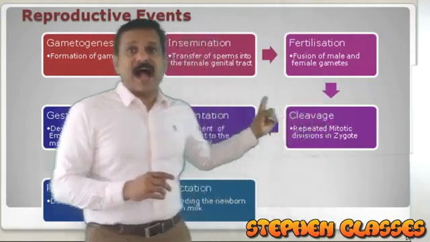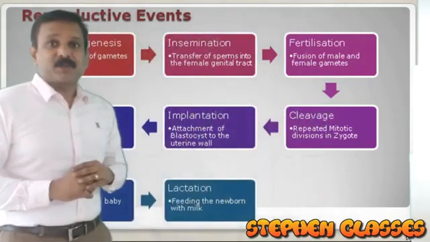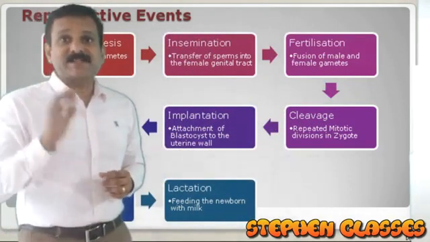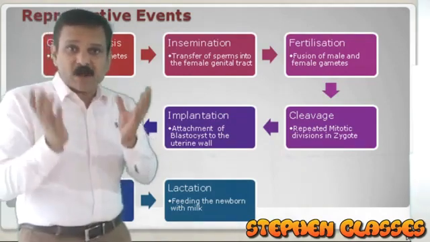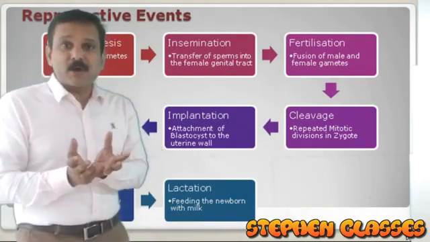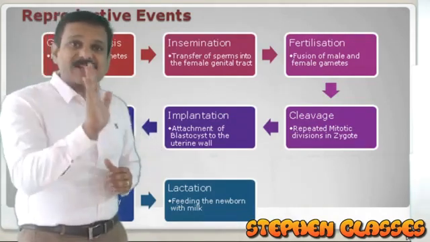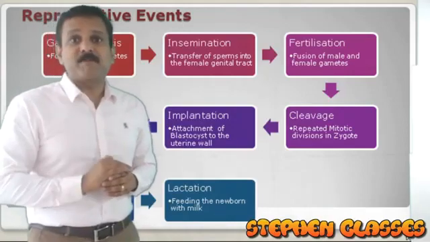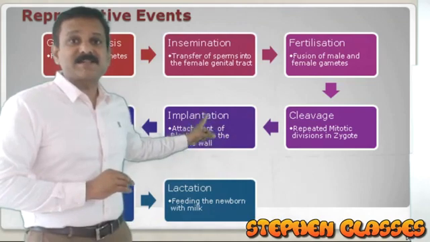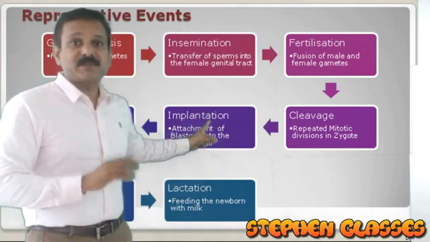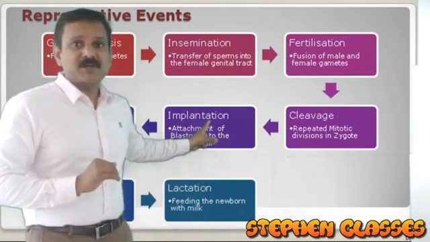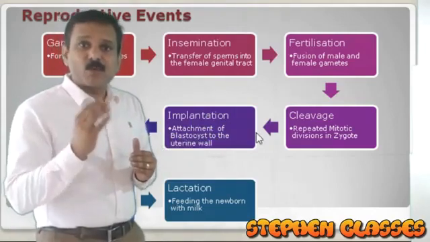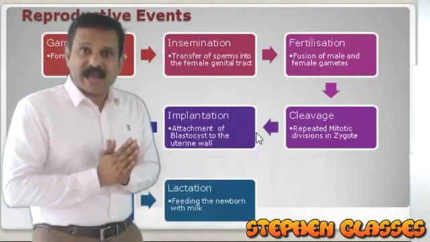Okay. Now we have implantation. When it is a 32-cell stage, that is called an embryo, and that embryo will attach onto the uterus. It will attach on the uterine wall, and that step is termed implantation. So attachment of the blastocyst onto the uterine wall is known as implantation.